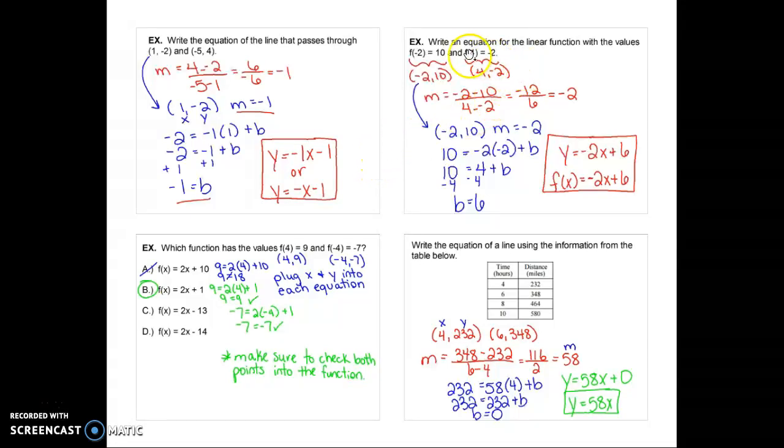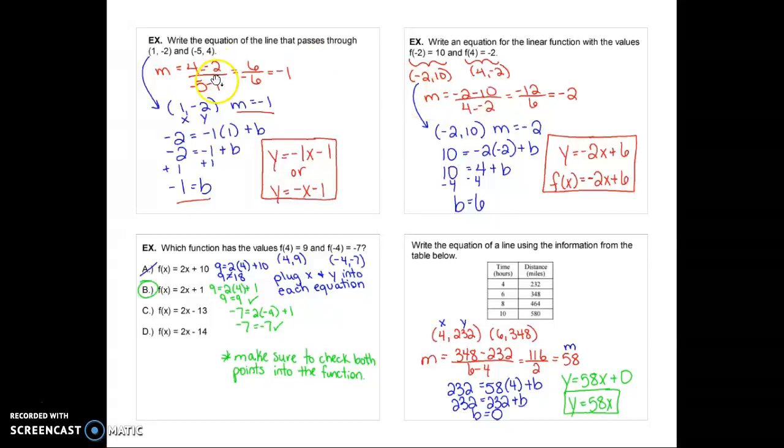All right, another example. Very similar, just a little bit of different notation and setup in the beginning. We want to write an equation for the linear function with the values f of negative 2 equals 10 and f of 4 equals negative 2. If you think back to quarter 1, this was the function notation that we dealt with towards the end of quarter 1. Remember that this value is your x value, so the negative 2 is your x, and your answer is always your y value. So this point is really negative 2, comma 10. Same thing here. f of 4 means that your x value is 4 and your y value is negative 2.